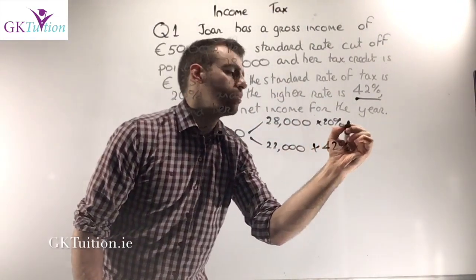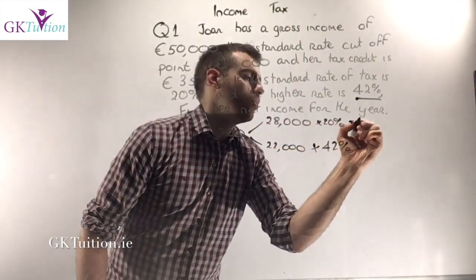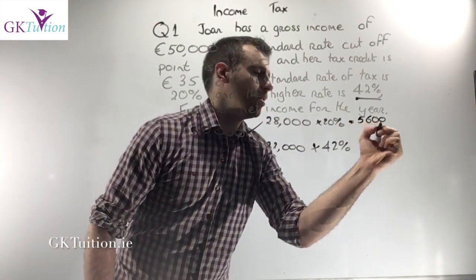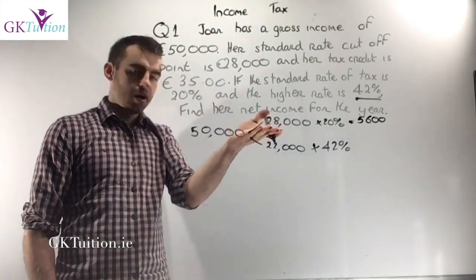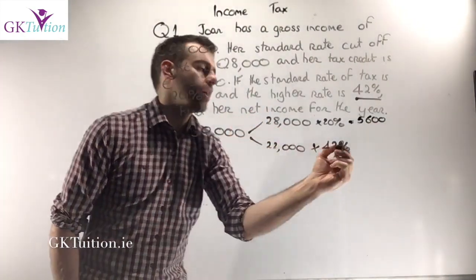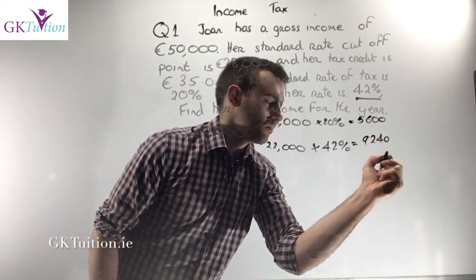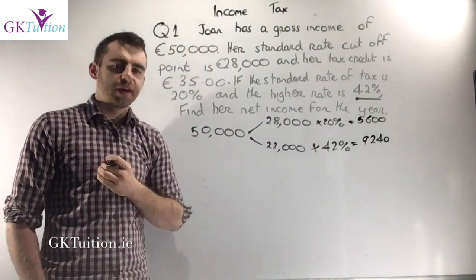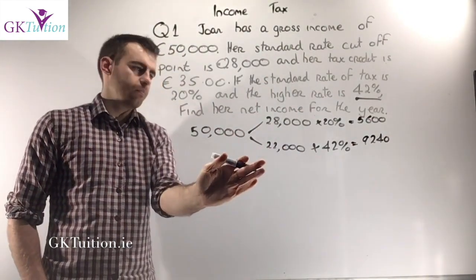Now if we plug these into our calculator, 28,000 multiplied by 20% will give me €5,600. She's going to have to pay €5,600 tax on this amount of money. If I then get 42% of 22,000, it's going to work out as 9,240. So she's going to pay €9,240 tax on this 22,000.